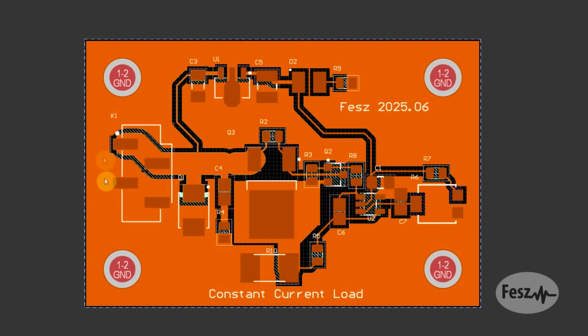So the left side contains the connector and the input protection elements, the top side contains the LDO and the indicator LED, the right side contains the op-amp and the trimming potentiometer, and for two of the three boards, the bottom side also contains the shunt resistor. So that's basically how these were designed.